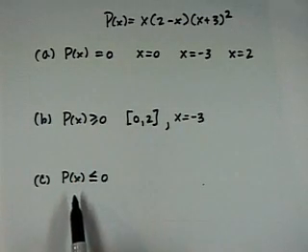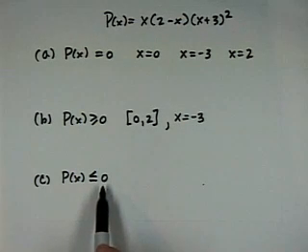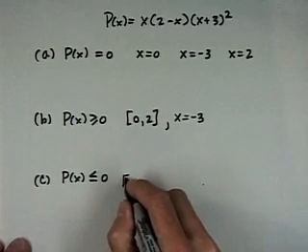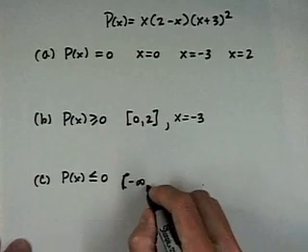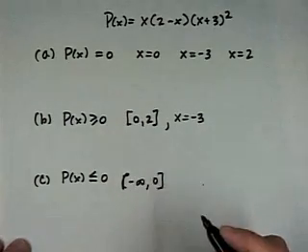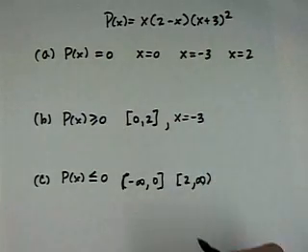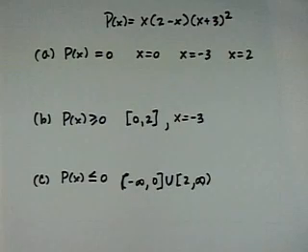Part C says we want to list the interval or intervals where P of x is less than or equal to 0. P of x is less than or equal to 0 from, using a parenthesis, not a bracket, negative infinity to 0, and then again from 2 to positive infinity. We do need to put the conventional union symbol between these two sets.